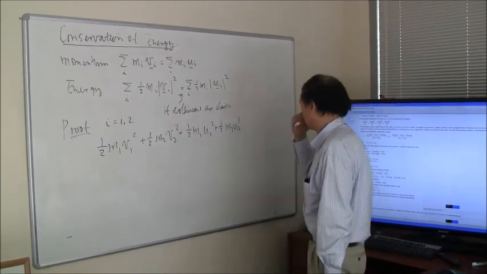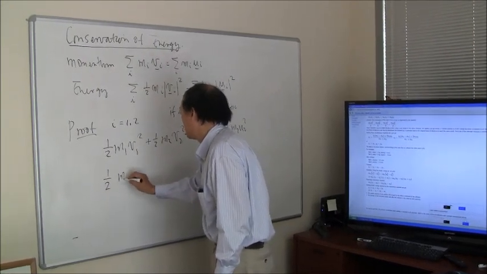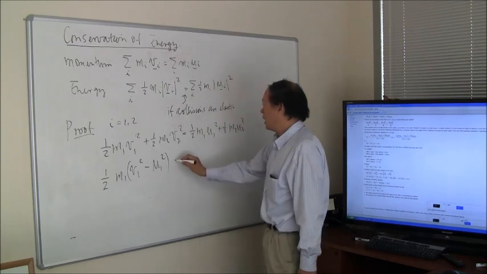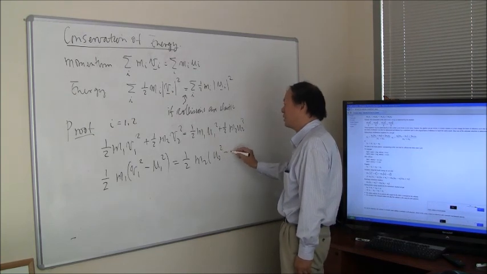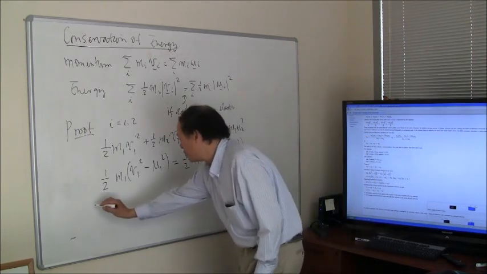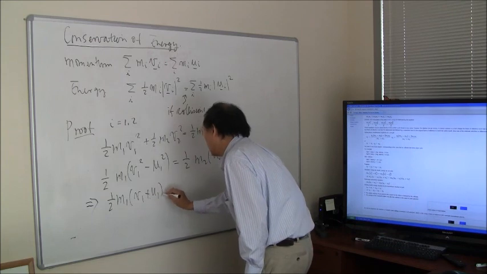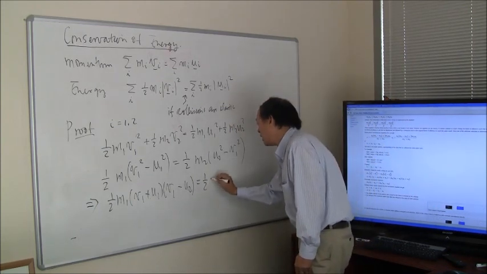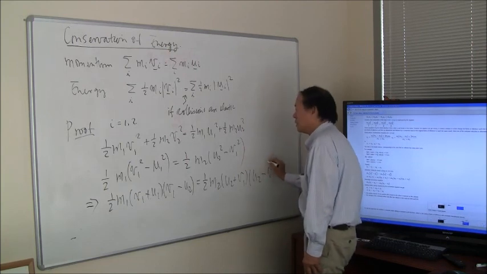Now, how is this proved? Well, this is proved very simply. If you rearrange the equation, it's 1/2 of m1 times v1 squared minus u1 squared on this side, equal to 1/2 of m2 times u2 squared minus v2 squared. We need to prove that it's equal, and we'll show that by further factoring these into v1 plus u1 times v1 minus u1. This is simply factorization, and then you have 1/2 of m2 times u2 plus v2 times u2 minus v2.